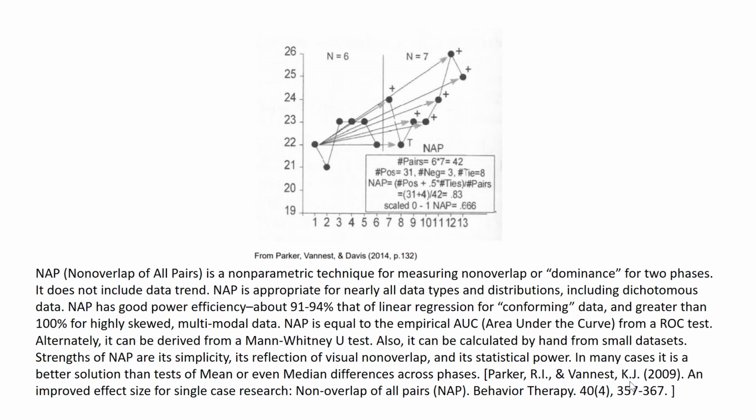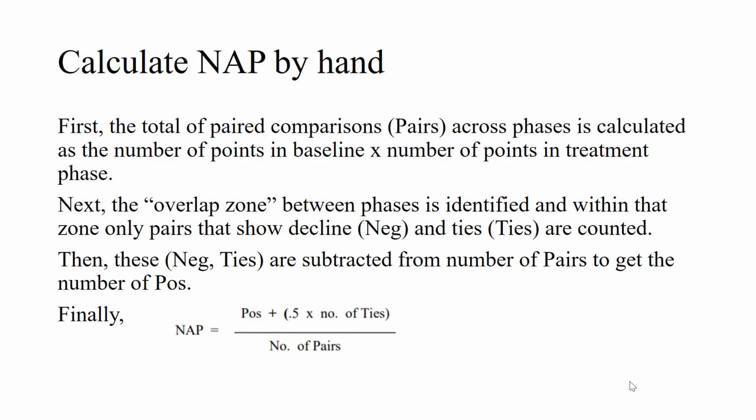It's done automatically through the software. There are singlecase.org calculators where you can calculate online accurately. You can use SAS or R or SPSS. You can use a Mann-Whitney U test. But if you have a small number of participants, the gist of what you're doing is you're finding the total of paired comparisons across phases.